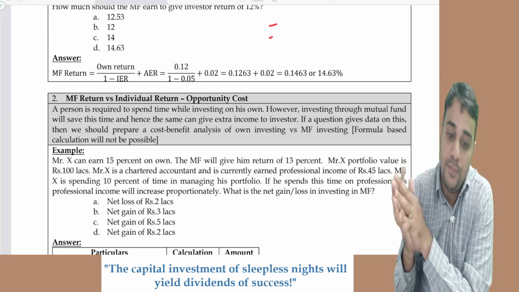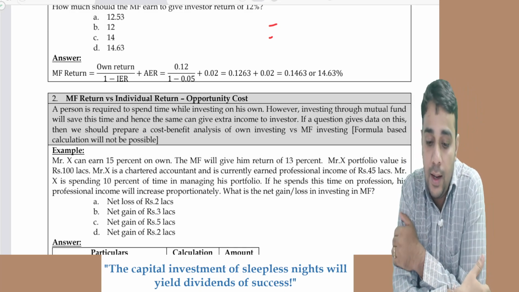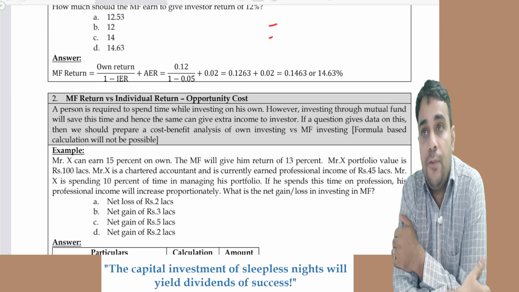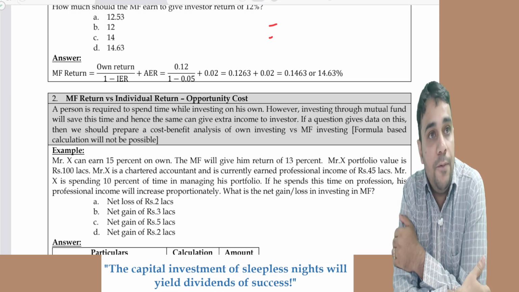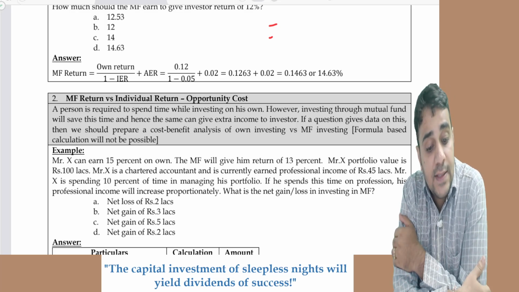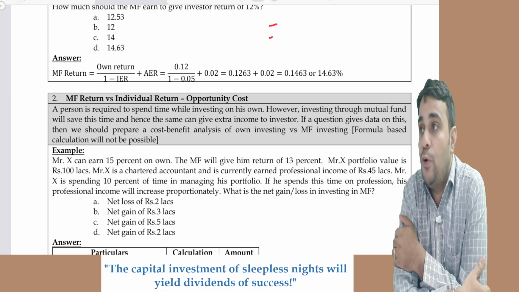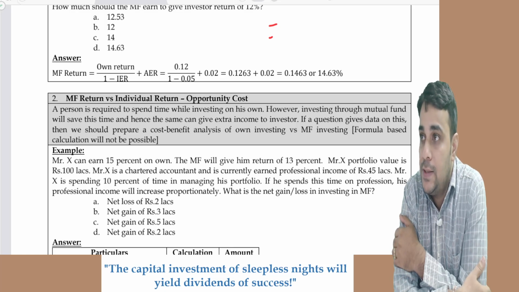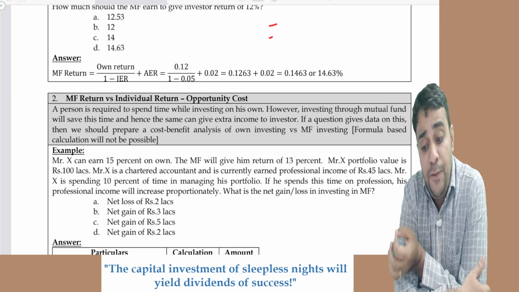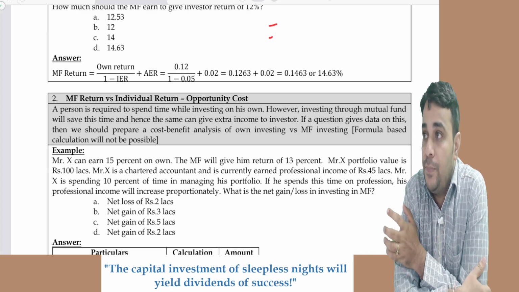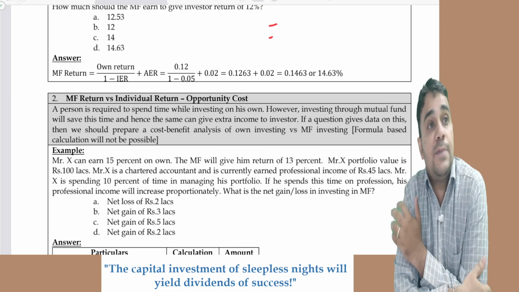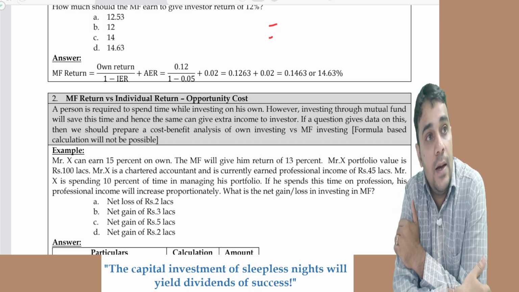Next line. Mr. X is a chartered accountant, currently earning a professional income of 45 lakh. Mr. X is spending 10% of his time in managing his portfolio. If he spends this time on his profession, his professional income will increase proportionately.